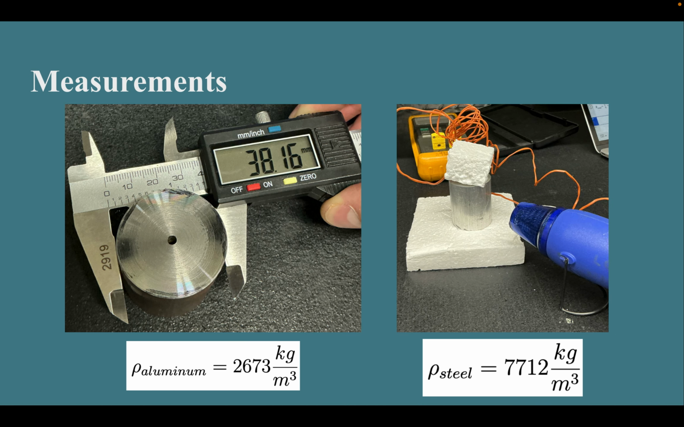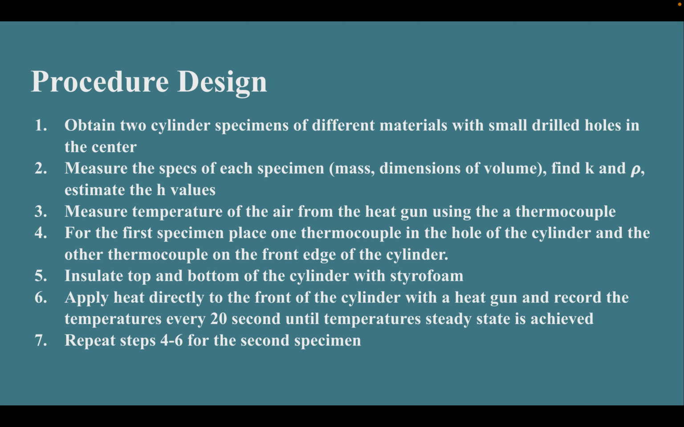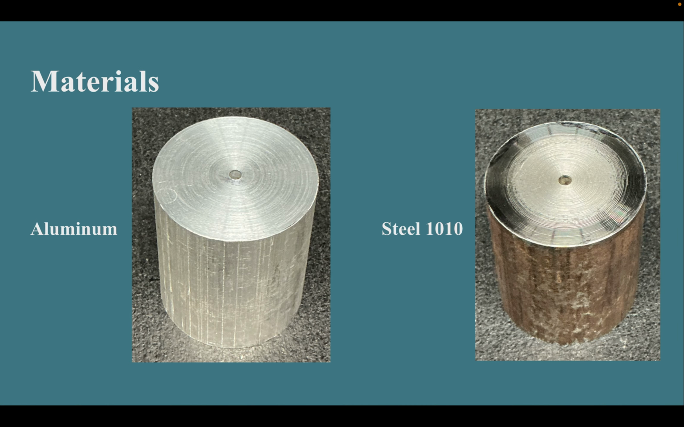As you can see here, we have a thermocouple underneath the styrofoam in the middle of the cylinder, and then we have a thermocouple taped to the front of the cylinder that's getting that direct stream of air. After we set this up, we turn on the heat gun. We have the insulation so that we can approximate it as an infinite length cylinder, and that allows us to use our models later on. Then we took measurements every 20 seconds, and that's how we recorded our data. We did it manually. And then we repeat steps 4 through 6 for the second specimen.